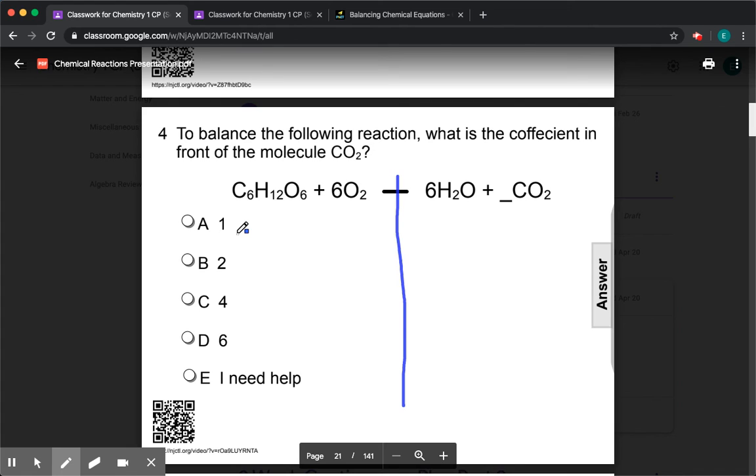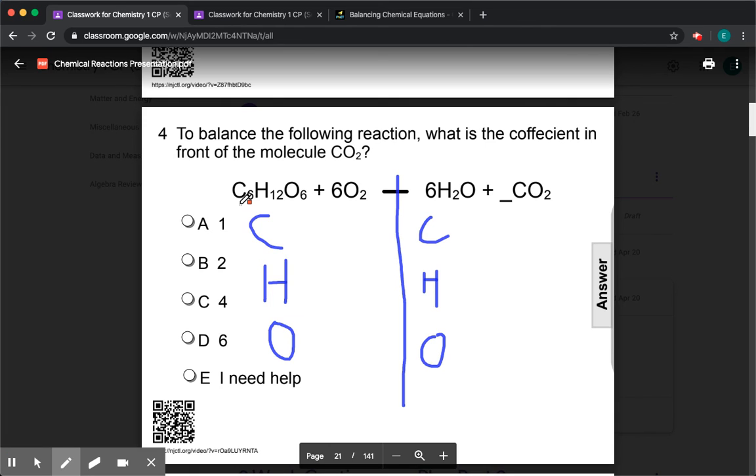So first thing you should do, here's the setup I think works the best for this. Split the left side and the right side in half. Cool. Write down all the elements that you see. So there's carbon, there's hydrogen, and there's oxygen. Those are the three elements that we have here. Same thing over here. You have carbon, you have hydrogen, you have oxygen.